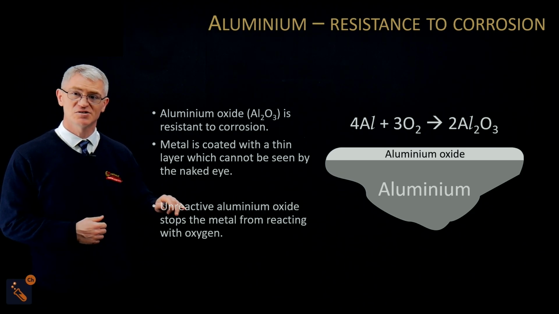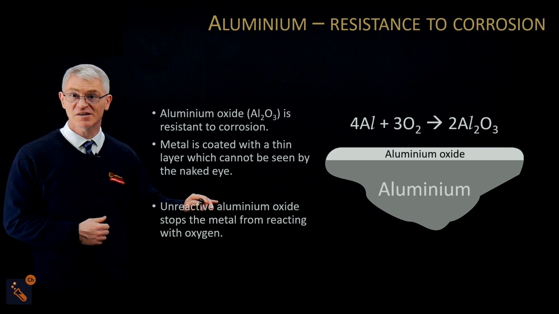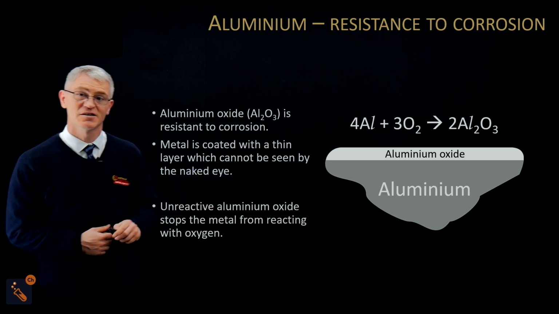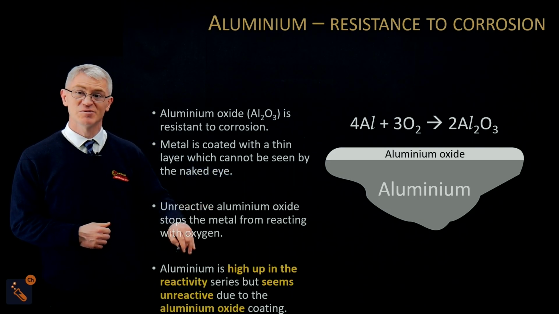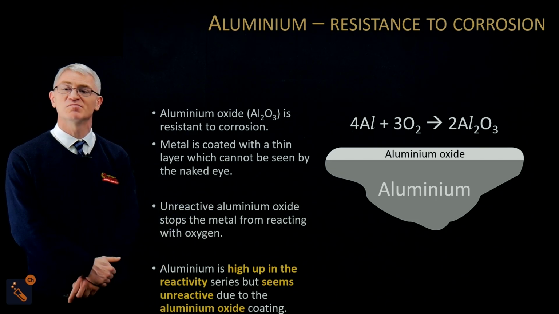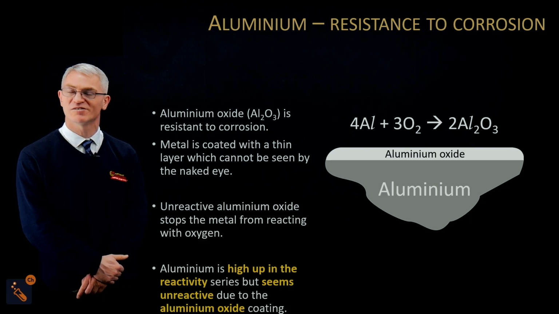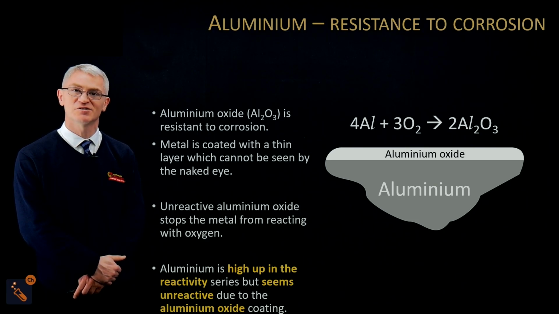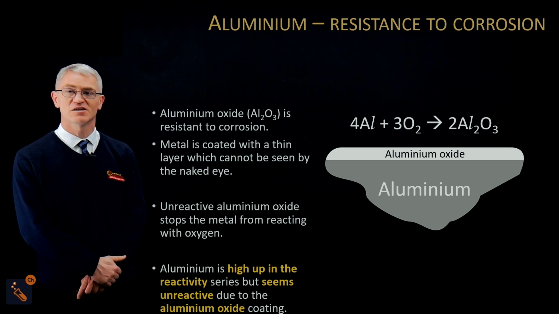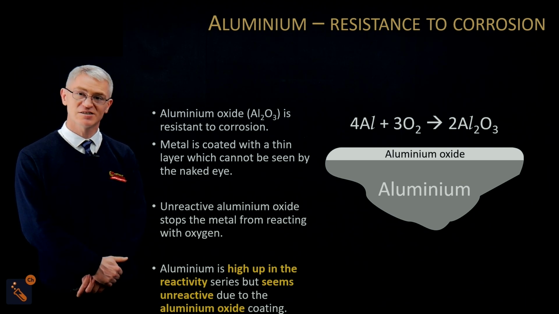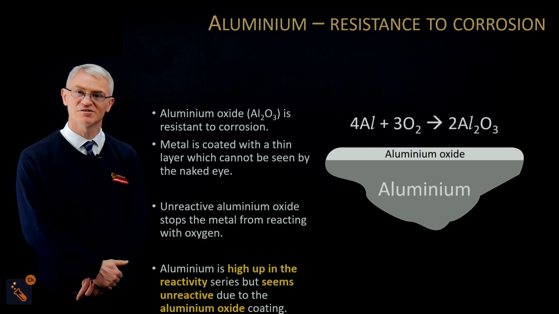Now, the unreactive oxide layer stops the metal from reacting with oxygen any further. So all the metal underneath is safe. And remember, the aluminium is high up in the reactivity series, but seems unreactive just because of that aluminium oxide coating. So it's a bit of a weird one where it's really reactive, but actually because of that coating, it's saved from being corroded, and actually is really safe to put on your food and store your food in.